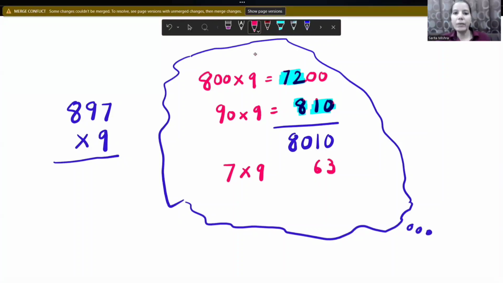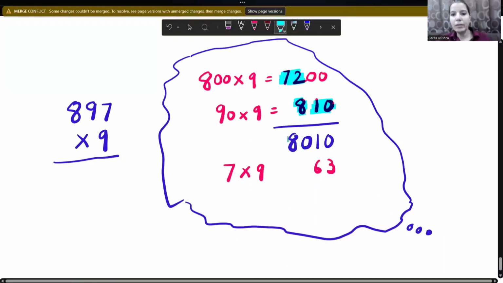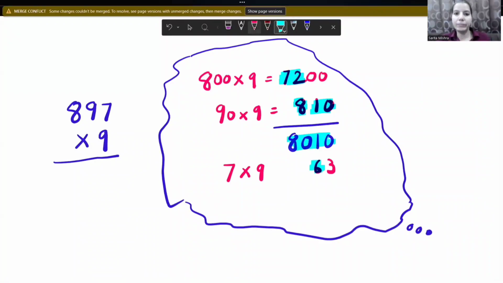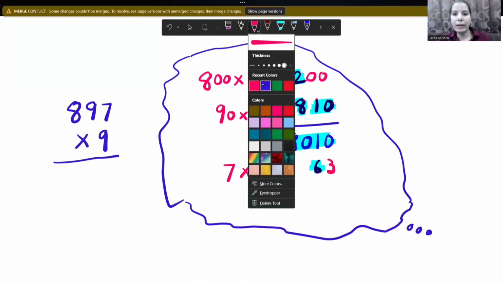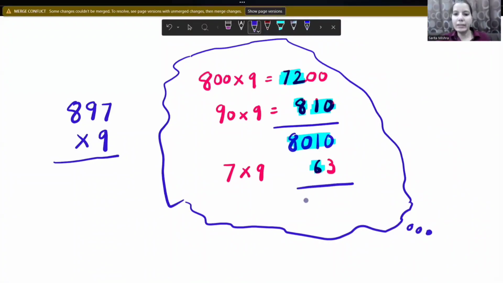So then how we will add the numbers? We will do 8,010 plus 60. 8,010 plus 60 will give us 8,070, and then we will just think in mind to add 3, 8,073. This is our final answer.